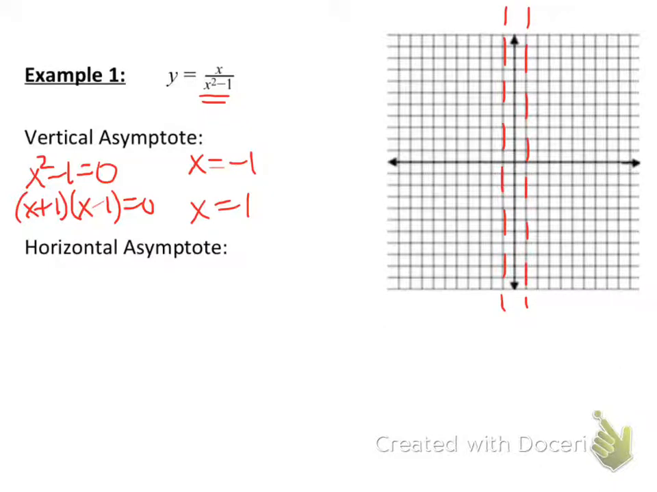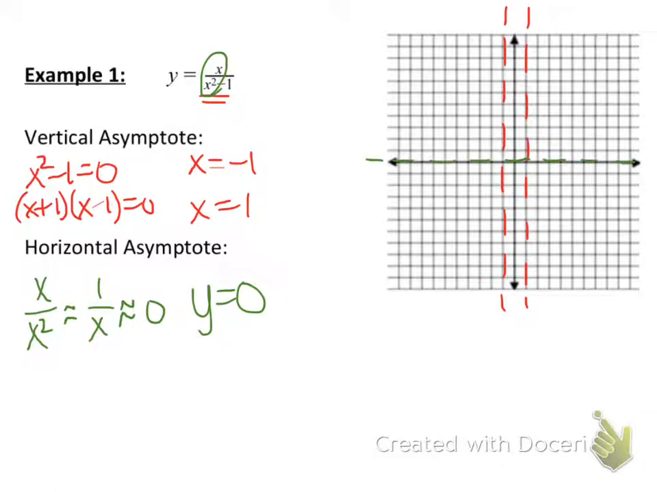And next, we're going to look at our horizontal asymptotes. So we're going to look at that ratio of the highest power in our numerator to the highest power in our denominator, so x over x squared. And if we were to simplify this, we would get 1 over x. And again, we're thinking, what's the graph going to do as x gets really, really huge? And this number is going to get closer and closer to 0. So our horizontal asymptote is going to be y equals 0, and we can graph that.